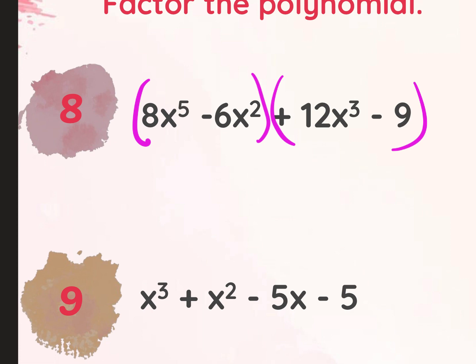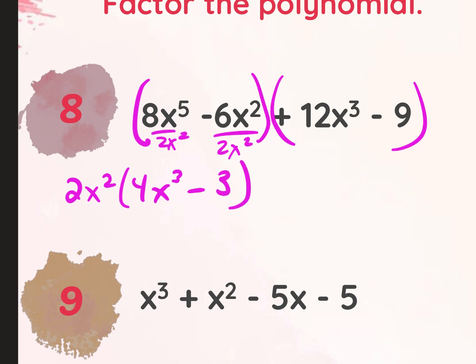Is there a factor of a number and a letter that they have in common? 2x squared. Agreed. So I'm going to bring out my 2x squared. You can write it underneath here if you need to, just to kind of see. What's 8 divided by 2? 4. X to the 5th divided by x squared is? X cubed. Good. Minus 6 divided by 2? 3. X squared and x squared?